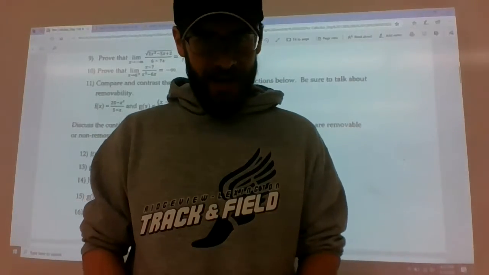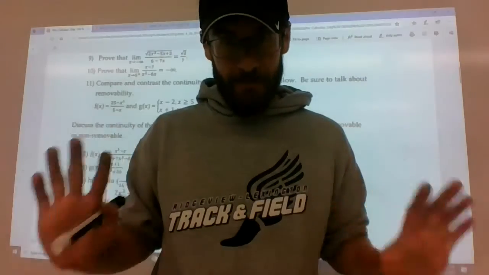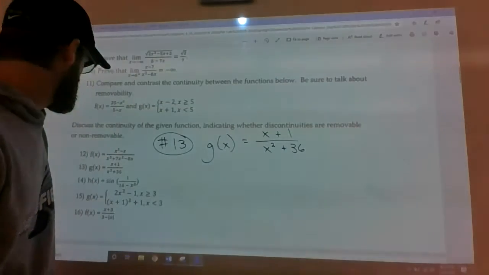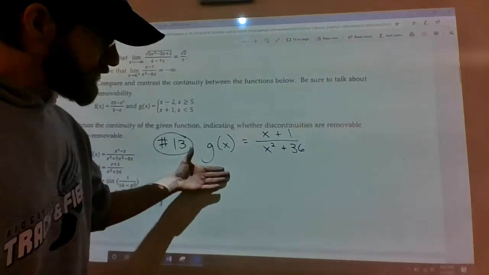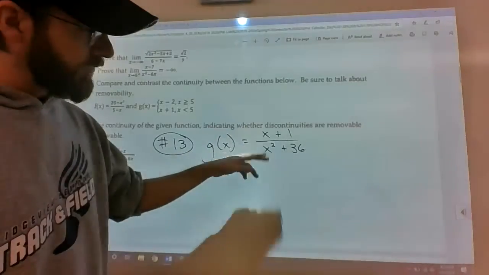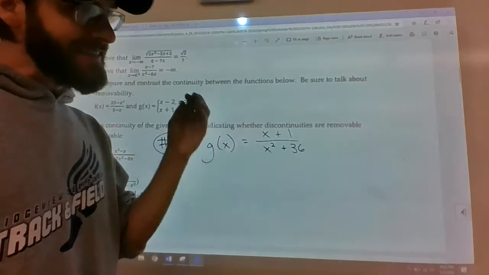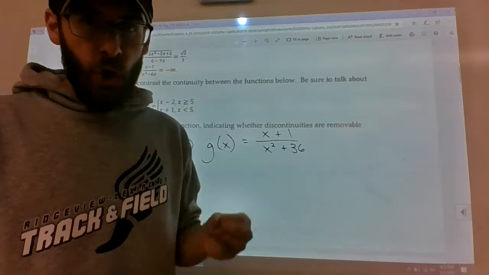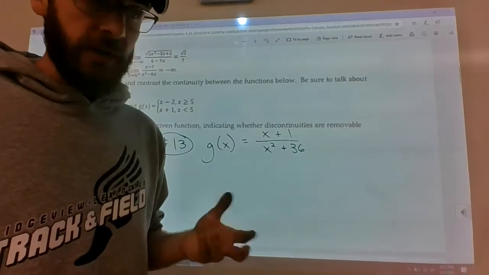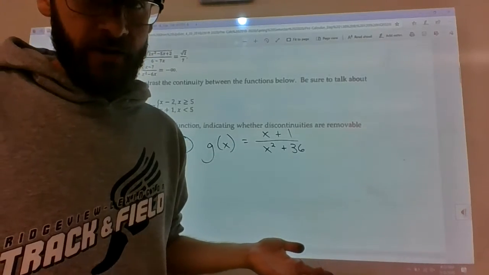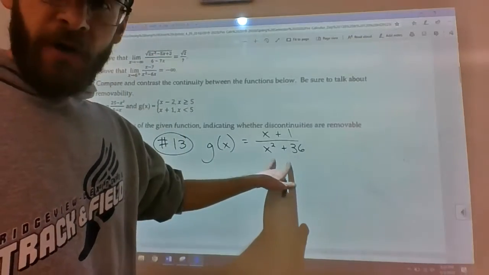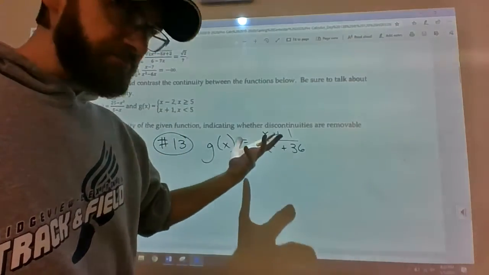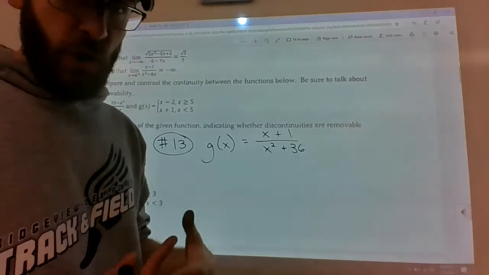All right, here's the last of the videos for limits. So we're still describing the continuity of these functions. Here's g of x. You got x plus 1 over x squared plus 36. Discontinuities are domain errors, usually a divide by 0 error if there's no roots involved. So you just set the bottom equal to 0 and see where zeros are showing up in the bottom.